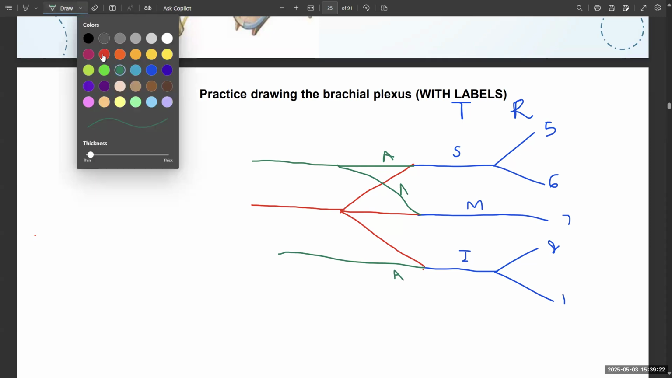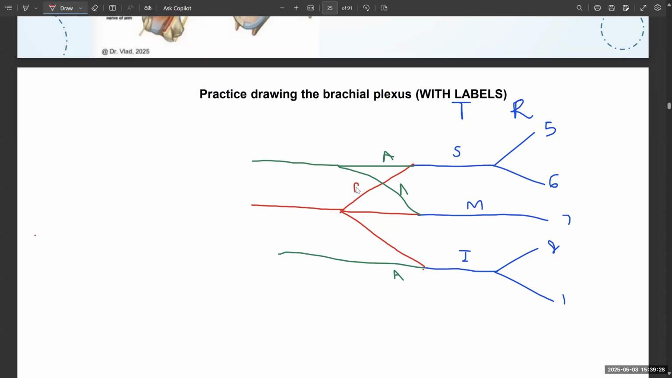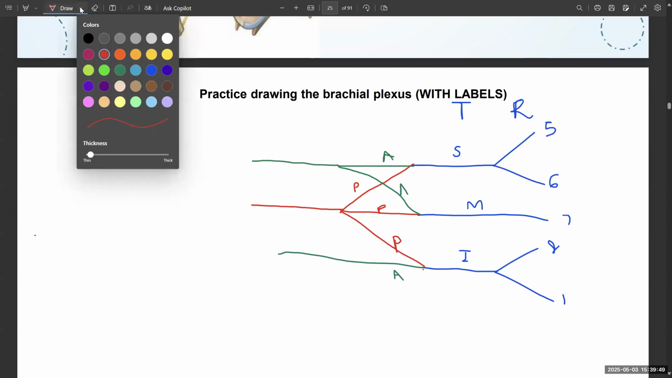Now we shall label the posterior ones. This is the posterior division of the superior trunk, the posterior division of the middle trunk, and then the posterior division of the inferior trunk, okay? So let's count the divisions to make sure that we didn't miss any. 1, 2, 3, 4, 5, 6. That's great. We're good. Then we move on to the cords, okay?